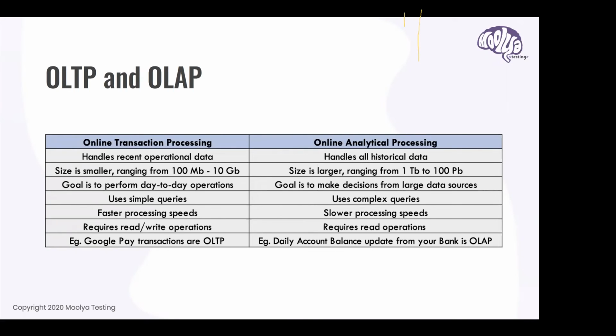So OLTP handles recent operational data, and OLAP is all about historical data. Sizes for OLTP are up to around 10 GB, but for OLAP it is 1 TB to PB. OLTP uses simple queries, OLAP complex queries. OLTP has faster processing speeds since it is a single transaction, while OLAP has slower processing speeds because it deals with bulk loads. OLTP requires read and write operations, while OLAP requires only read operations. So this is about OLTP and OLAP at a high level.